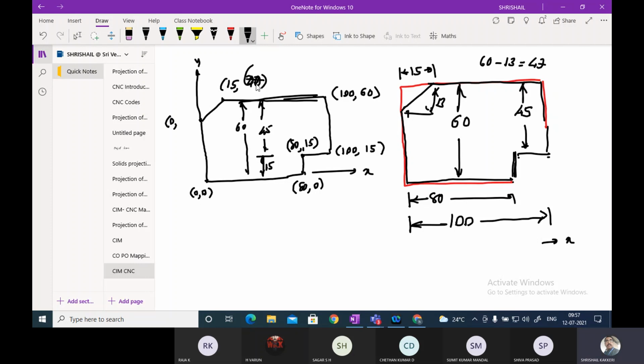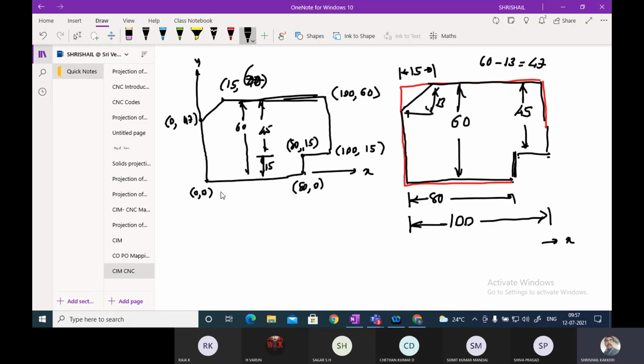This is 60. Correct, no? Y is 60. And here x is 0, y is 47. Am I right? Yes, sir.